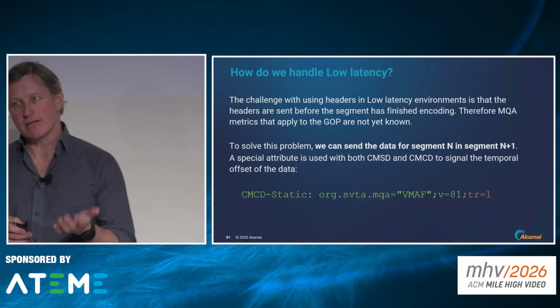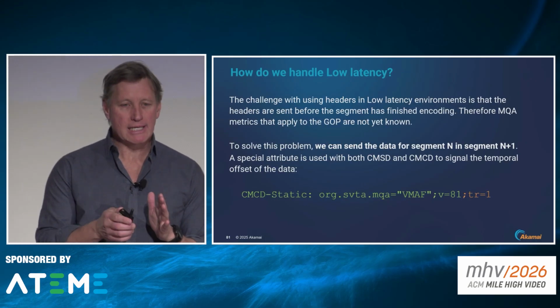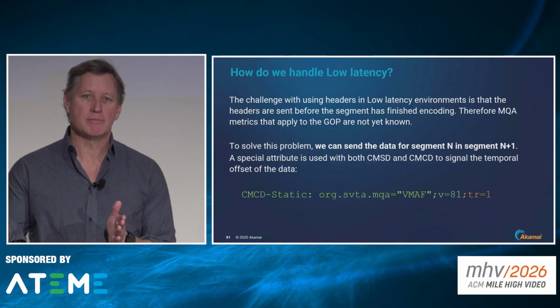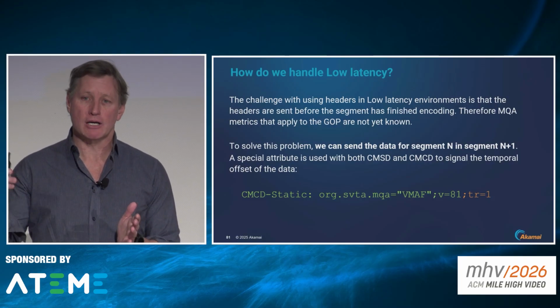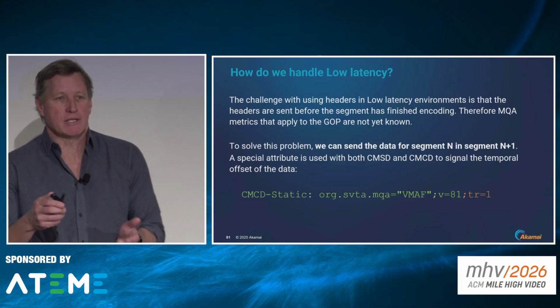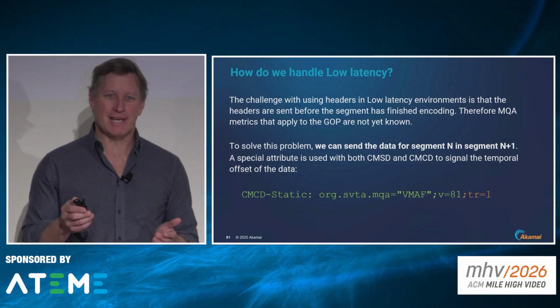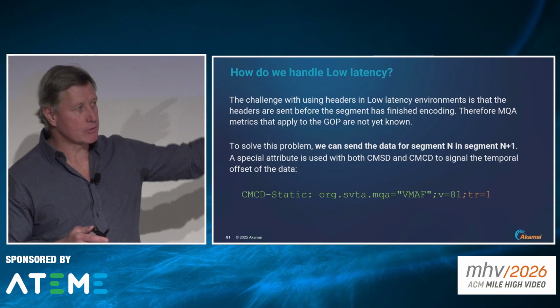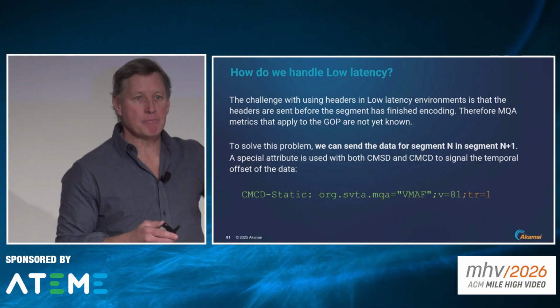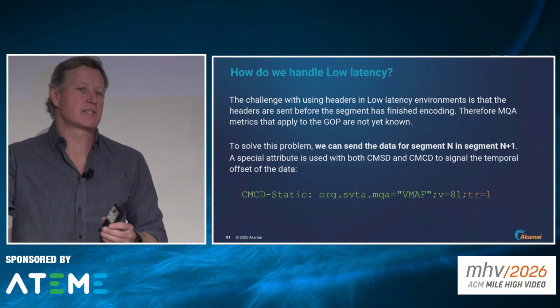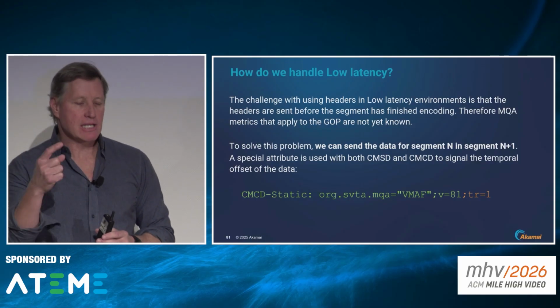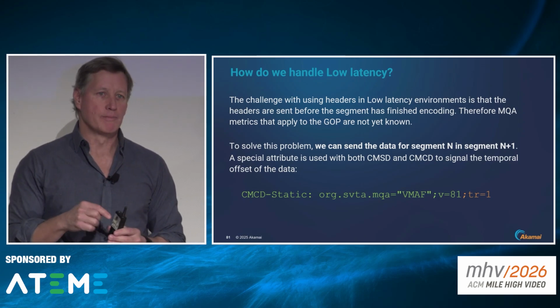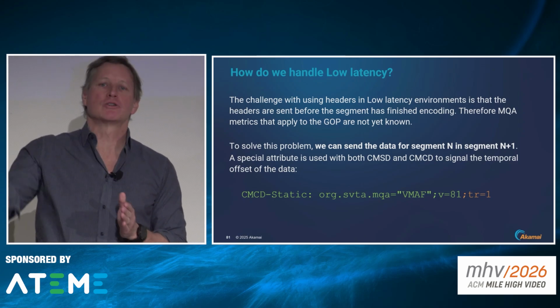And you might say, how do you handle low latency, right? Because in low latency, you're producing the start of the segment and pushing it out before you've finished the segment. So you don't know what its average quality score is yet. So in that case, we apply a temporal offset. It's the TR equals 1 attribute at the bottom. And it basically says, if I send data in segment 34, it's actually the quality of segment 32. So we wait for it to be finished, and then we report it in the next one.